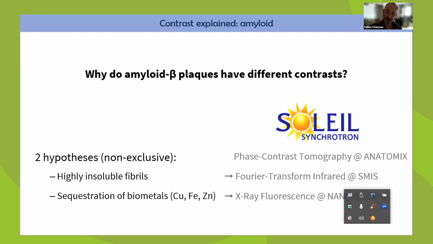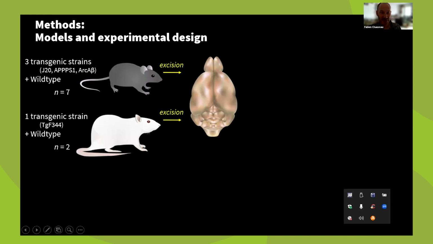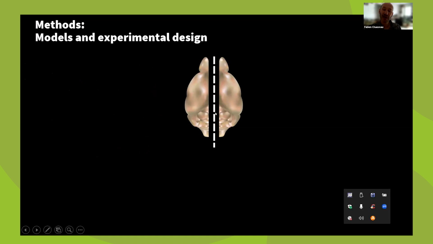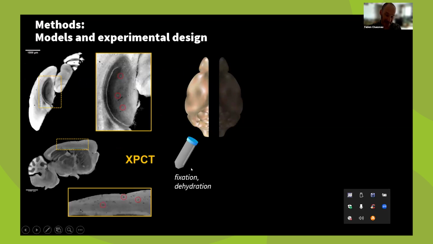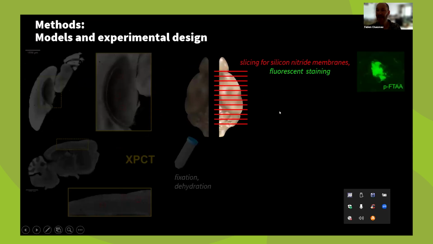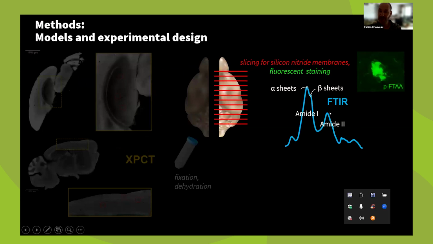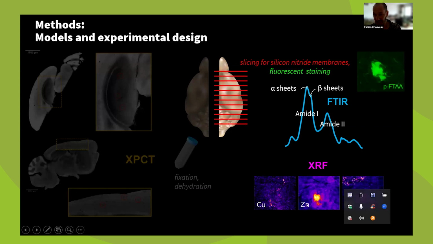So to try to understand and decipher this contrast, we designed a study that was entirely done at Soleil, at the synchrotron, but for which we had to use three different beamlines. So we had to get some samples, animal samples, and also human samples. We had to separate the hemispheres. One hemisphere was dedicated to imaging, so you only need a chemical fixation and dehydration to do that. And the other hemisphere was sliced and then put on membranes so as to be used on another beamline using infrared spectroscopy, and the same sections were then used on a third beamline to perform X-ray fluorescence.